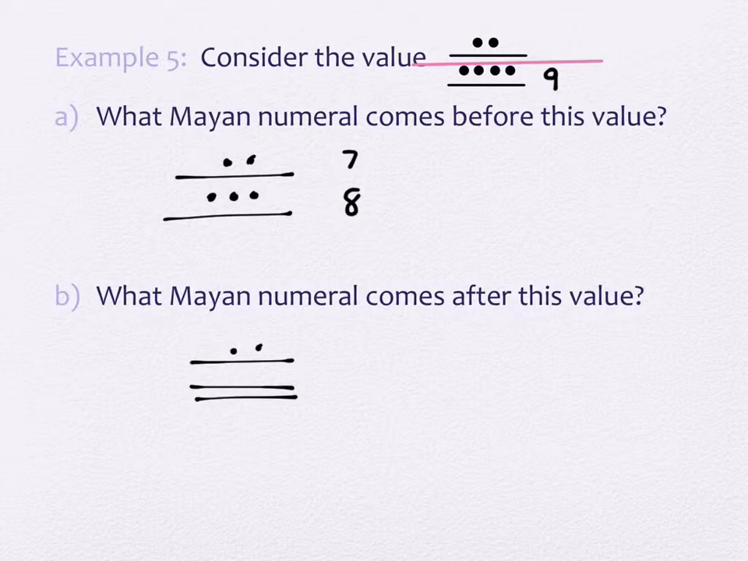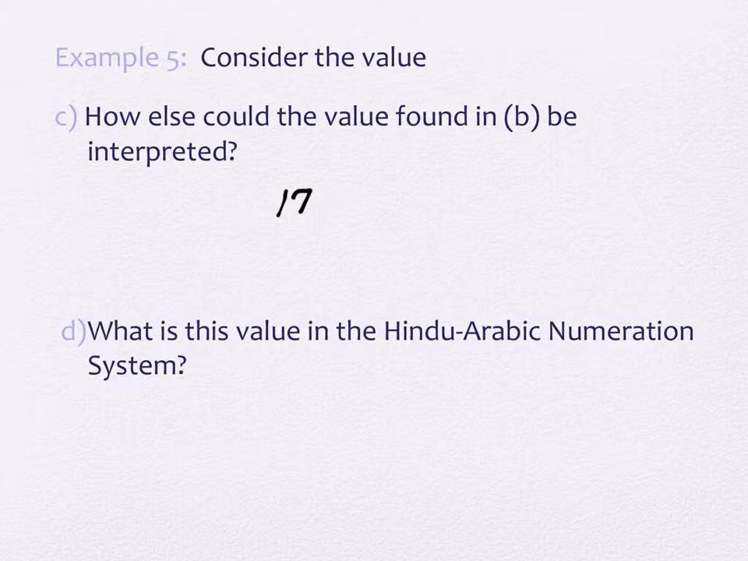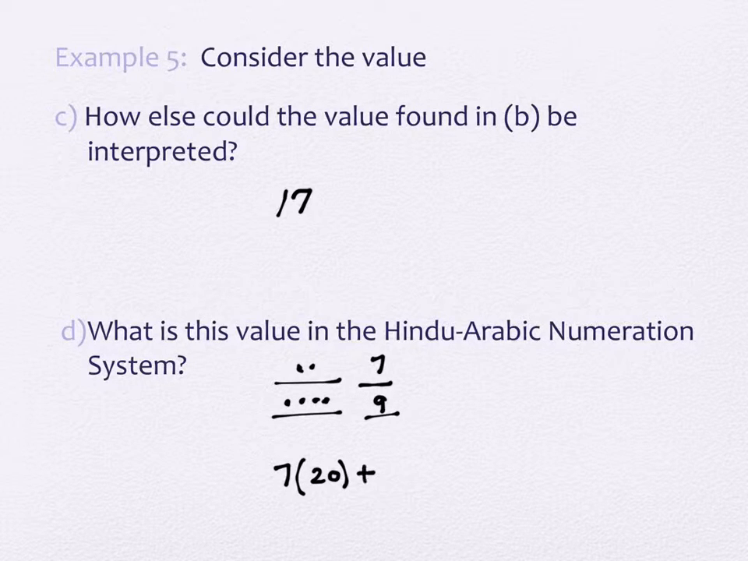All right, so what we're going to do next is we're going to actually turn this number into our number system. So we already wrote down that these are worth 7 and 9 here, right? That's where we were before. So what do we do? Well, the 7 is in what place value? 20s. So we do 7 times 20. Plus, the 9 is in what place value? The 1s. So we do 9 times 1. So 7 times 20 would be 140 plus the 9 times 1 would give you 149.